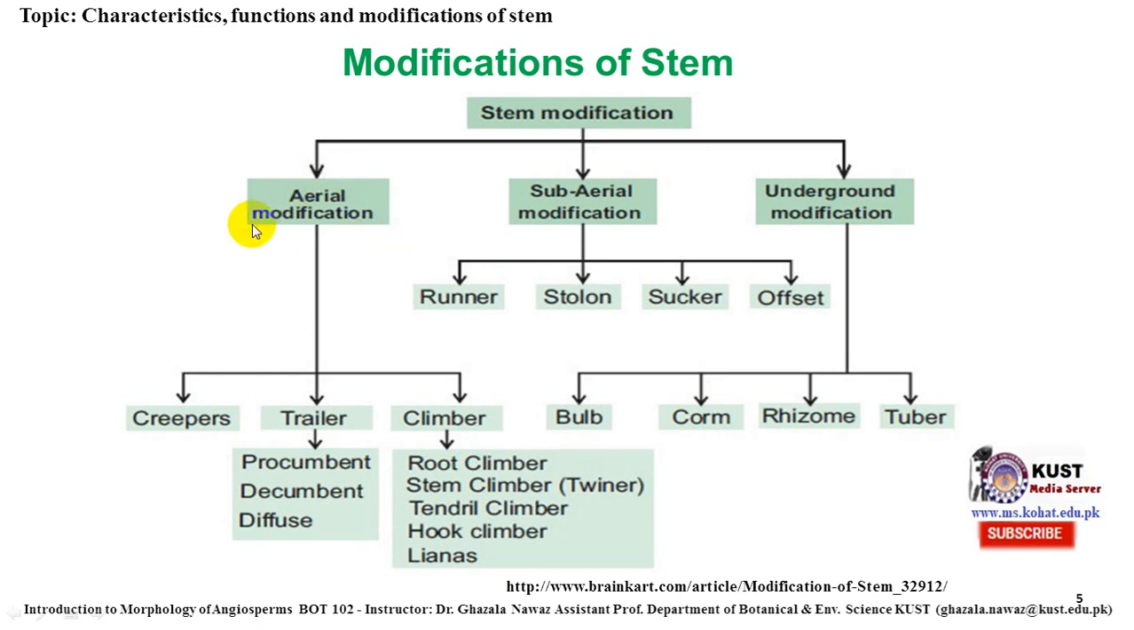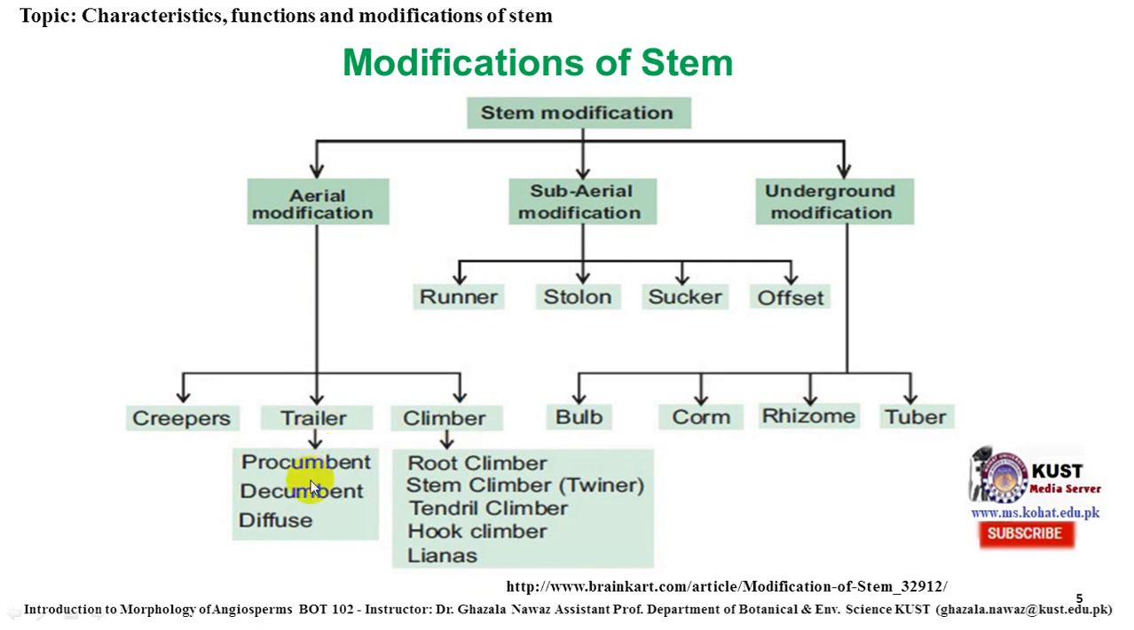So the main function of the aerial modification is protection and support, and examples are rose and pea. You are all aware of the rose, where there are thorns which pinch the skin, and their actual function is protection. There are three main types of aerial modification. The first one is the creeper, the second one is the trailer, and the third one is the climber.